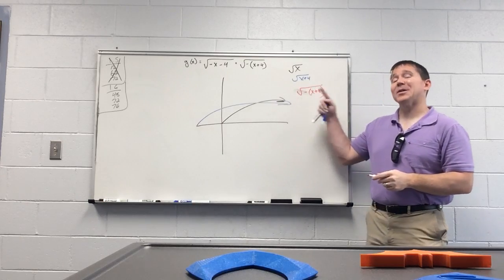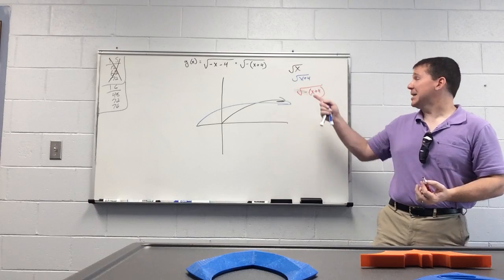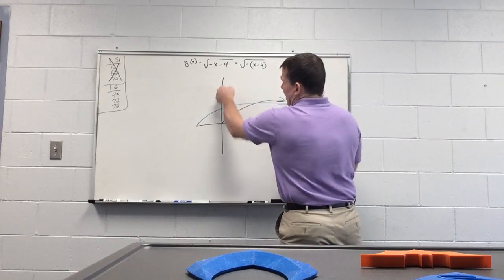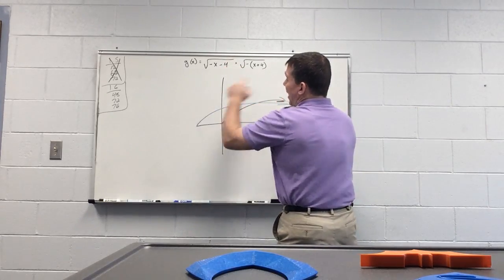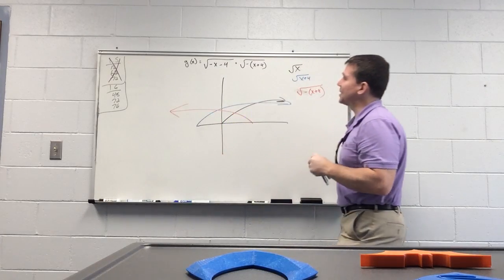What does a negative on the inside of my function do? We just said it on the last problem. Negative on the inside reflects across the x-axis. So, I'm sorry, the y-axis, the vertical one. So if I have this, take this graph and flip it, which means it'll actually look like that.